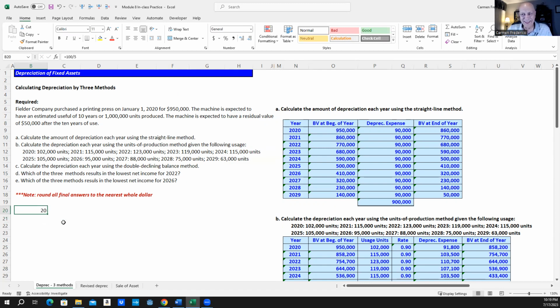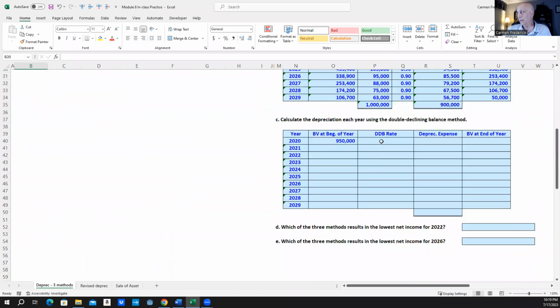Okay, so that's how you calculate the straight line rate. Again, it's 100% divided by the number of years. In this case, 10 years. We're taking 10% every year. That's how you calculate it. So the double declining balance rate would be twice that, or 20%. Okay, it's the 10 times 2. So the key is calculating the straight line rate first.